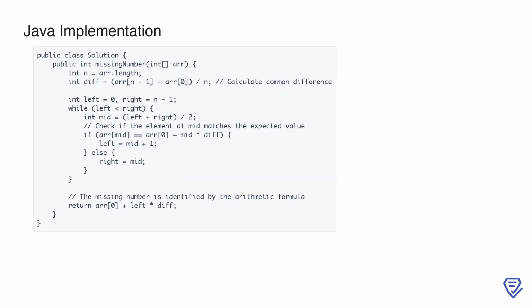This is the Java implementation for LeetCode problem number 1228, Missing Number in Arithmetic Progression. It mirrors the Python solution provided, using a binary search approach to efficiently find the missing number in the arithmetic progression. Key differences include Java's explicit type declarations and the usage of integer division when calculating the common difference. The logic ensures O(log n) complexity for identifying the missing number.